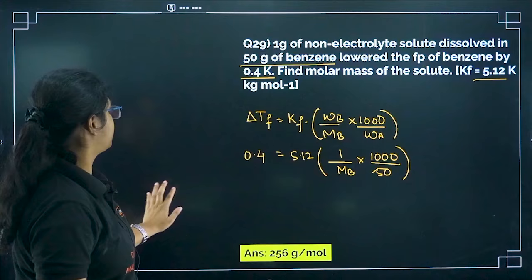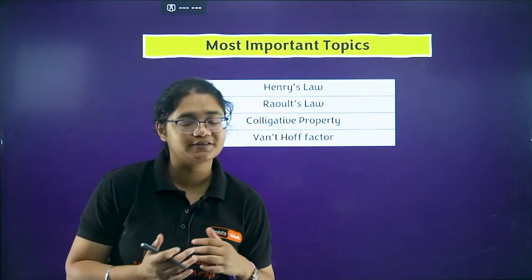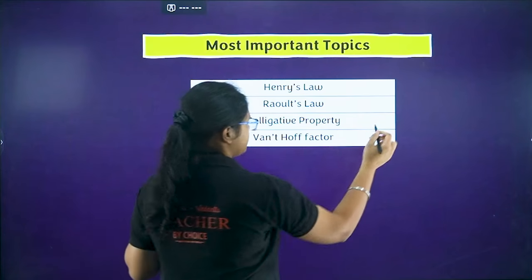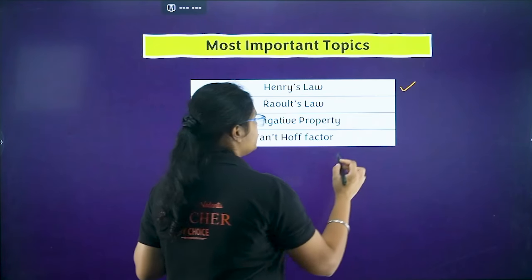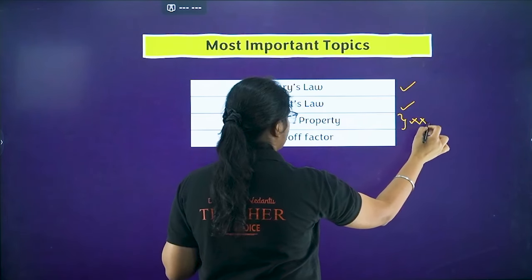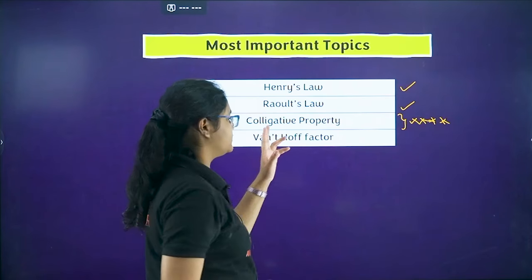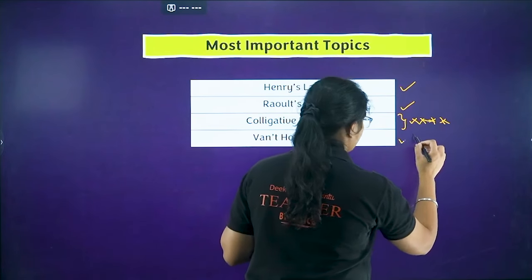So these were the most important questions. Now let's see the most important topics from this chapter. The first topic is definitely Henry's law, applications of Henry's law and everything. You need to know Raoult's law, its formula, numericals, and colligative properties, which are super important. Maximum numericals will be asked from this, so please try to solve these questions. And yes, Van 't Hoff factor is also there.